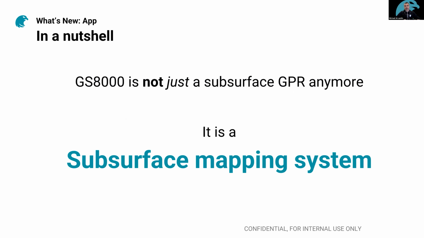So in a nutshell, we are saying that the new version of the GS8000 is not just a ground penetrating radar system. We call it the subsurface mapping system because that's what it does. It puts things on the map. It puts the subsurface information on the map directly for you.